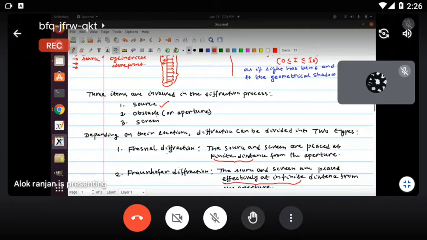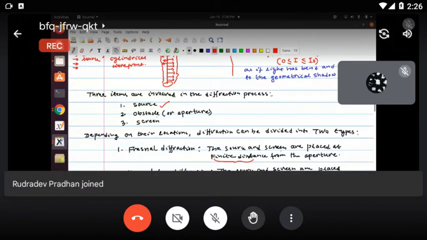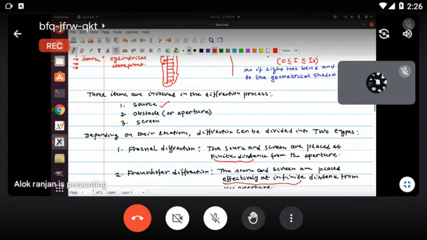So as I said, this classification is due to the location of the source and screen with respect to the obstacle. When the source and screen are placed at a finite distance from the apparatus, we call it Fresnel diffraction. However, if the source and screen are at infinite distance, then we call it the Fraunhofer class of diffraction.